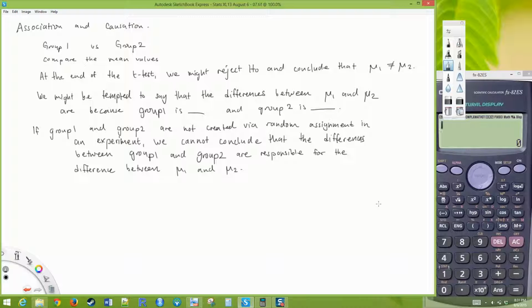And so that's one of the limitations of statistical analysis, that we cannot jump to these types of conclusions. Okay, and this is all detailed a little bit more formally in section 7.4.